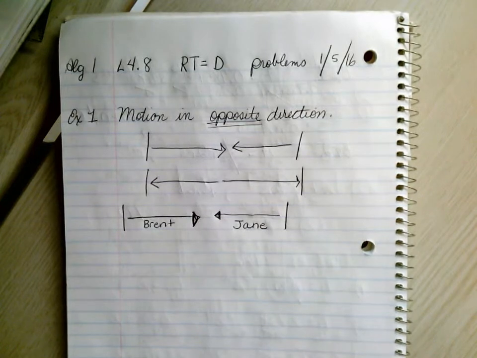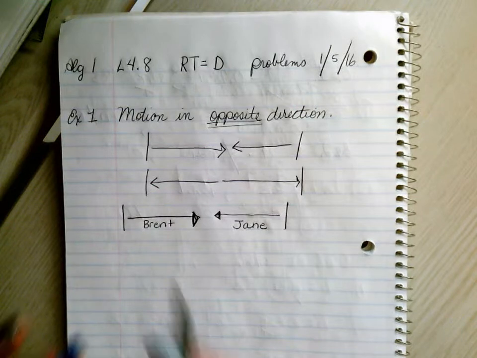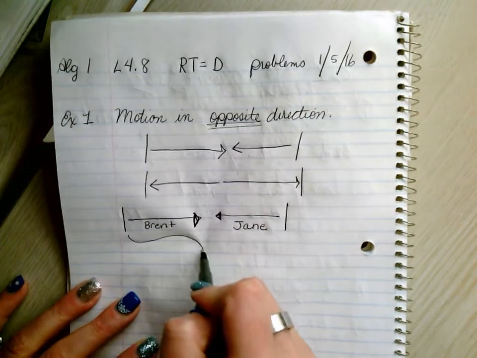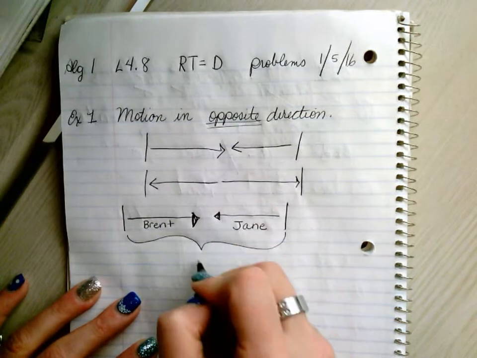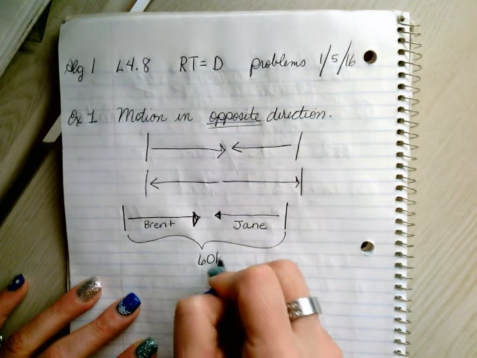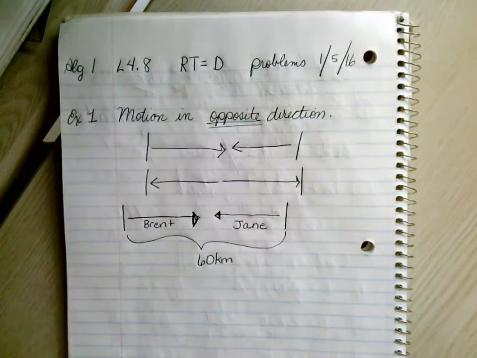Now, how far apart were they? Did anybody get that from the story? 60 kilometers. So Brent's starting point was 60 kilometers from Jane's starting point. And that's exactly right. Okay?